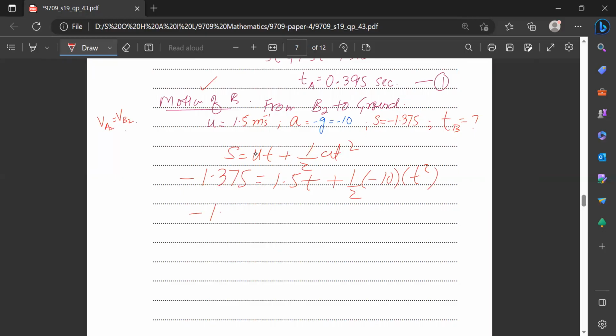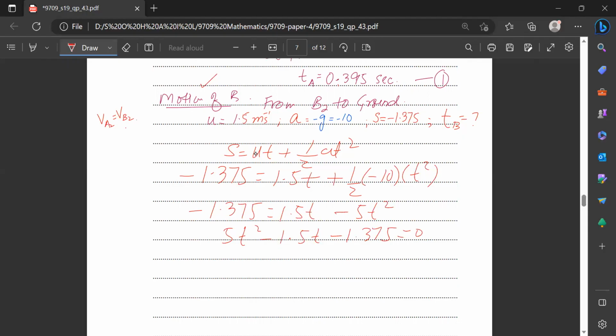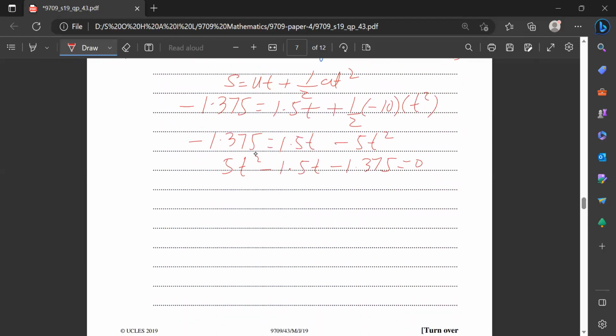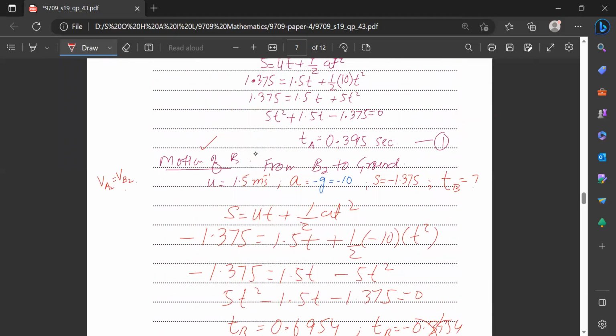You can simplify: minus 1.375 equals 1.5 T minus 5 T squared. Write it in the standard form, so we have a quadratic equation, and you can solve it for the value of T. One answer of T is 0.6954, and the other is negative. You have to ignore that negative because time cannot be negative. So just ignore this part and take this answer. This is the time taken by the motion of B from B to the ground.